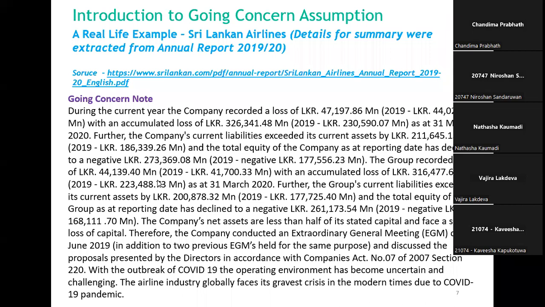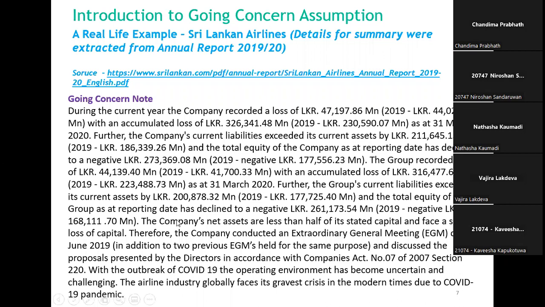Now, what is the stated capital? 100. What is the half value? 50. What is your net assets value? 70. That means there is no serious loss of capital situation. If it was 40, then 40 is less than 50. So there is a serious loss of capital. If your net assets are less than half of the stated capital as per the Companies Act, it is considered to be a serious loss of capital situation.